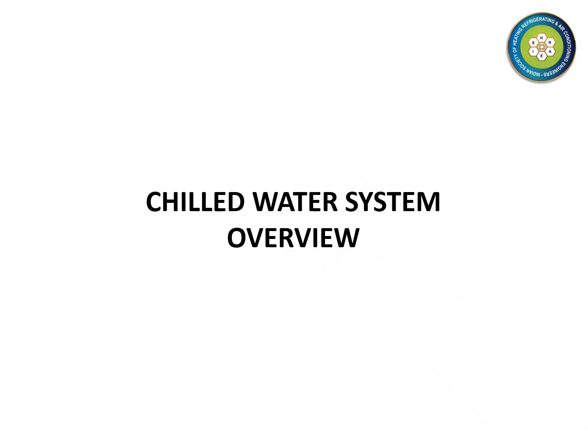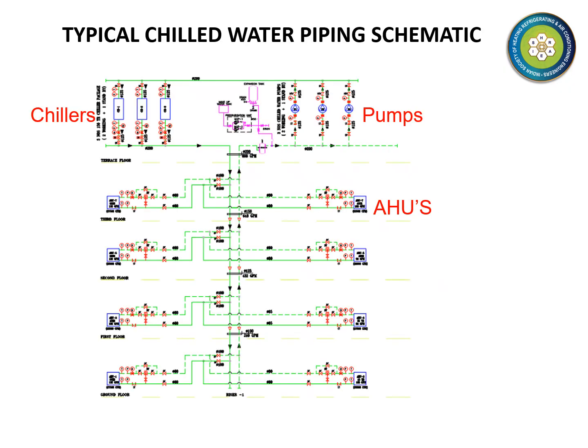In this lecture, we will develop an overview of a chilled water system. Shown on this slide is the schematic diagram of a typical small to medium sized chilled water system. Notice that the chillers and chilled water pumps are located on the terrace floor. Not shown in this schematic is the condenser water system, which presumably, along with the cooling towers, will be entirely located on the terrace.